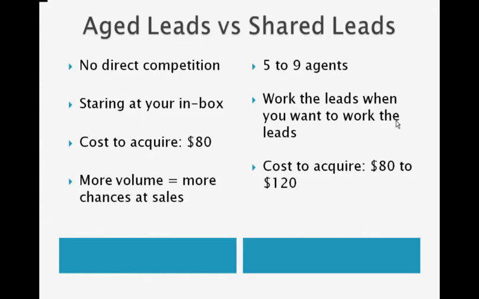And what I mean by that is that obviously when you're working the aged lead, you don't have to be first to the phone. You're not going to have 2 or 3 or 4 other agents calling instantaneously, whereas the average shared lead is shared between 5 to 9 agents.